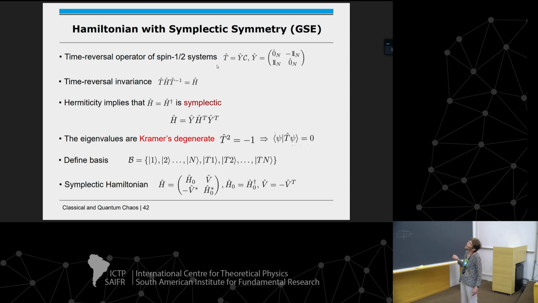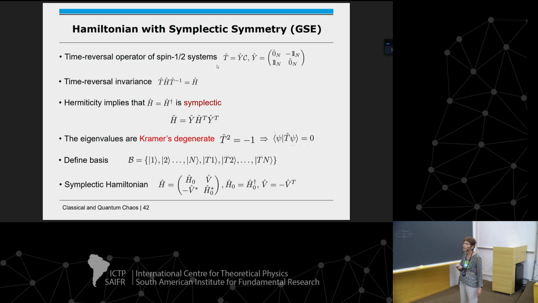Then it will have a symplectic structure, as I told you yesterday. The time reversal operator of a spin 1/2 system is given by the product of complex conjugation and the symplectic unit matrix. And you can show that when the Hamiltonian of a spin 1/2 system is time reversal invariant and Hermitian, then it will be symplectic. Therefore, it belongs to the symplectic group. And from this, you can show that it's quaternion real, but I won't go into details.